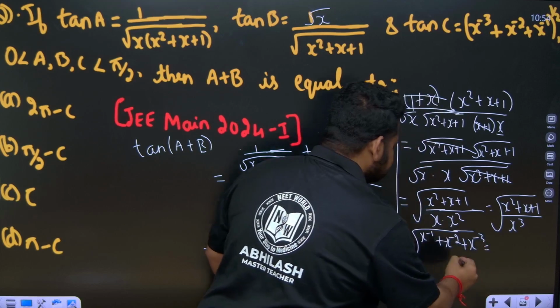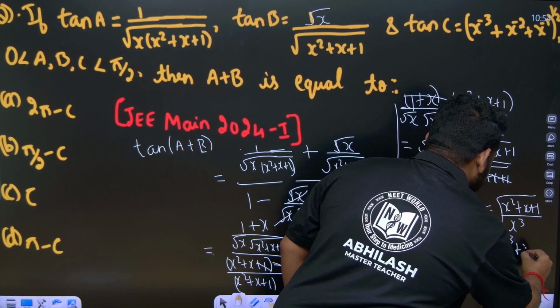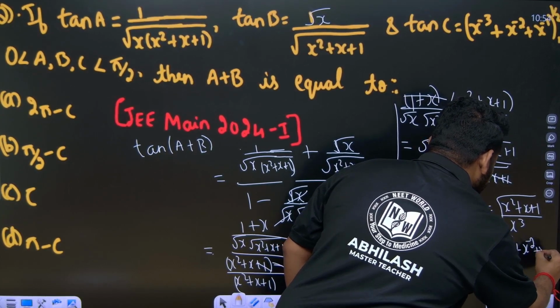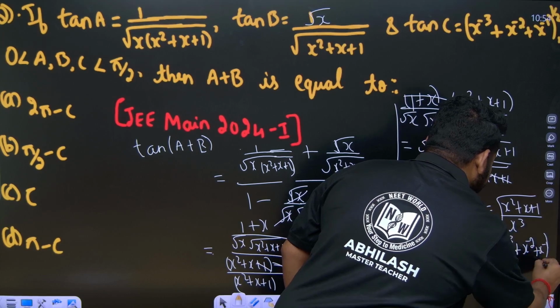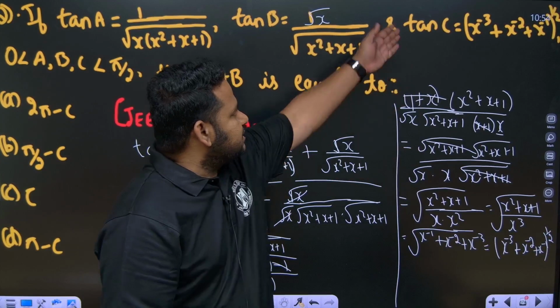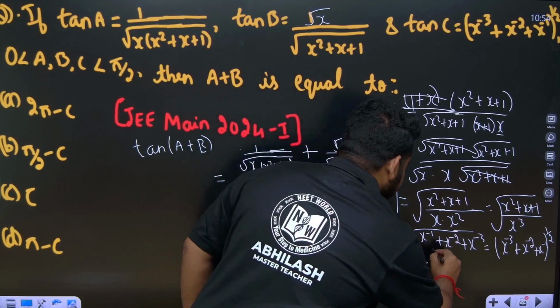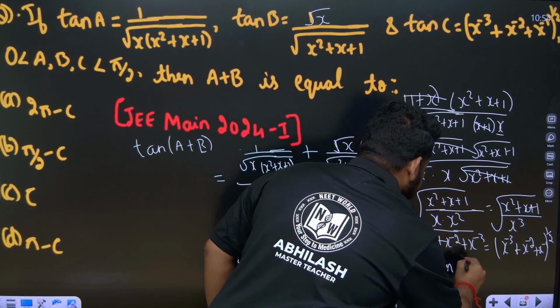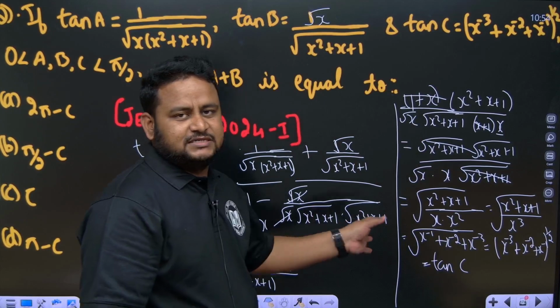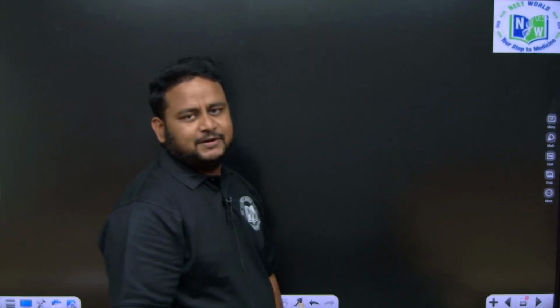This is equal to what? This is nothing but, if I rearrange it, x to the power of minus 3 plus x to the power of minus 2 plus x to the power of minus 1. The square root, if I remove, it will become to the power of 1 by 2. This is nothing but equal to tan c. So tan of a plus b is coming equal to tan c. So if tan of a plus b is coming equal to tan c, what will happen?